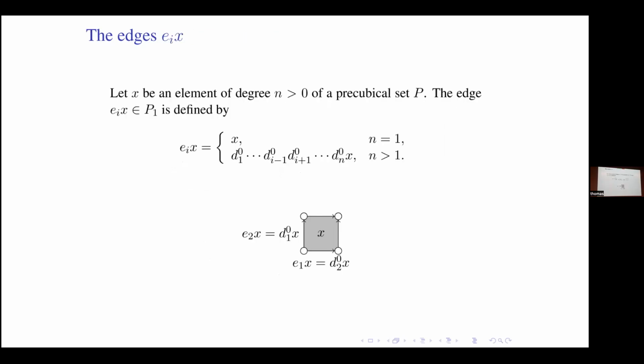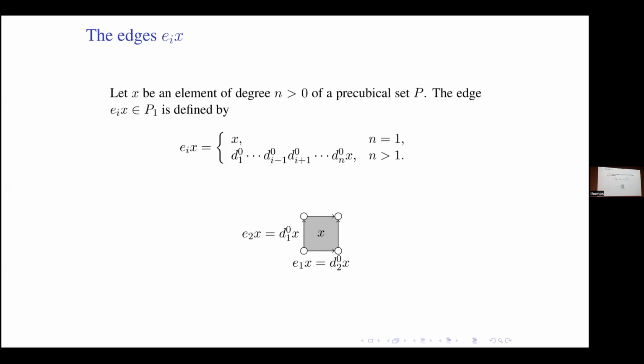Before I can do that, I have to introduce a notation for the starting edges of a cube, the edges e_i of x. If x is an element of degree n greater than 0, so not a vertex, then at its origin this n-cube has n edges starting, and these are the edges e_i of x. For instance, in this square we have the origin here and the two starting edges. If it was an n-cube, we would have n edges, e_1 to e_n.